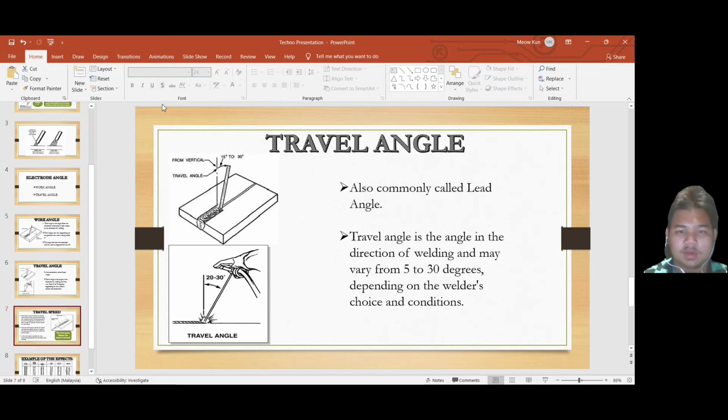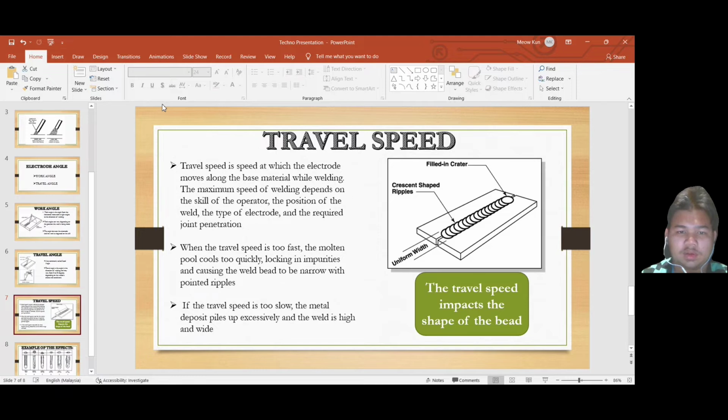Okay. Now we go to the travel speed. Travel speed is the speed at which the electrode moves along the base material while welding. The maximum speed of welding depends on the skill of the operator, the position of the weld, the type of electrode, and the required joint penetration.